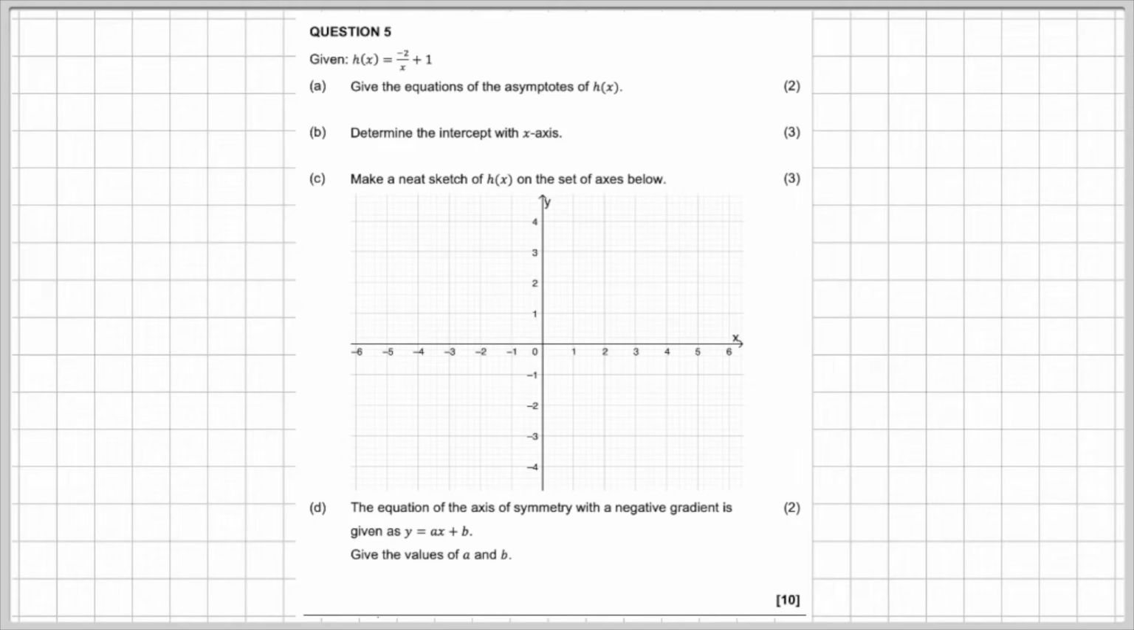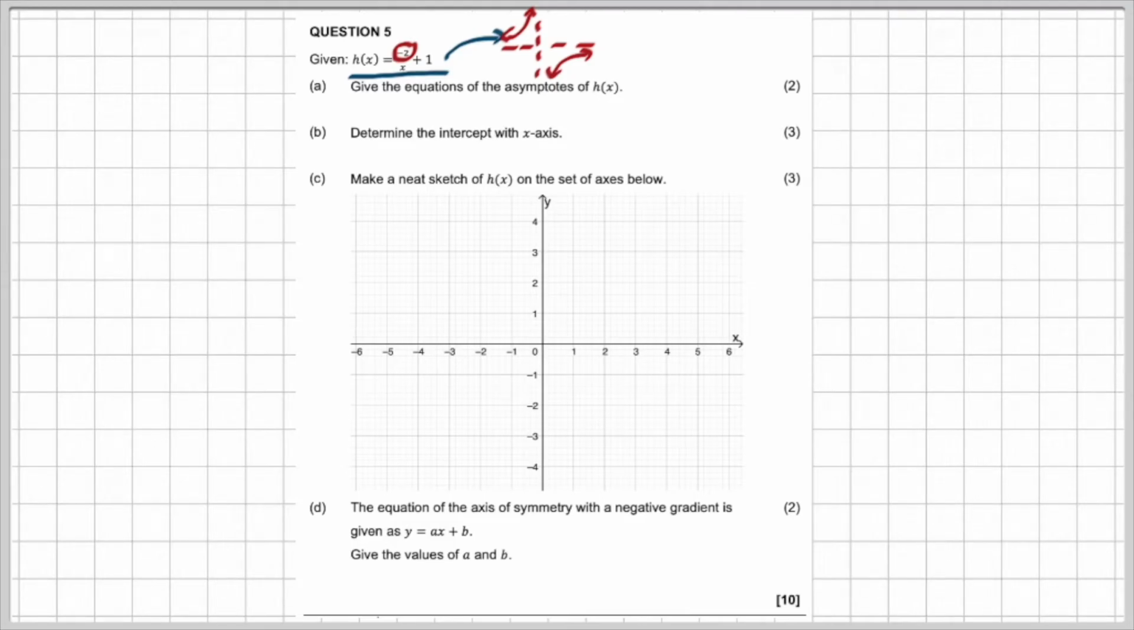When I look at a question like this, I actually don't want to answer the question first. I want to first interpret. So what can I interpret? First of all, what kind of a graph is it? It's kind of obvious because we're busy with hyperbolas. But because it is an over x, it's a hyperbola.